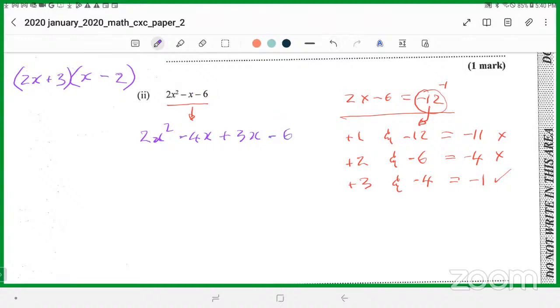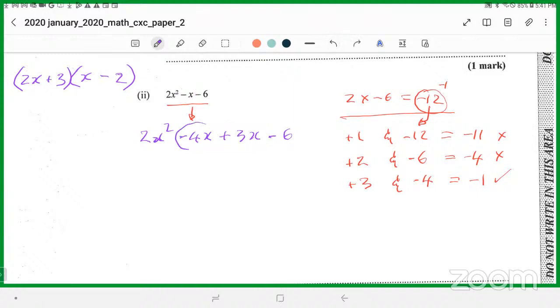I always check that what you split the middle term into would give you this back. Always do that check in case you make a mistake with the signs or something. Always check that what you split it out into would give you back that middle term. All right, which they would in this case.